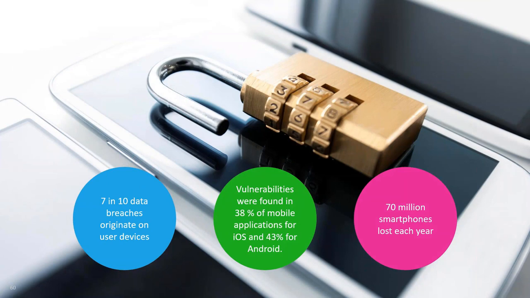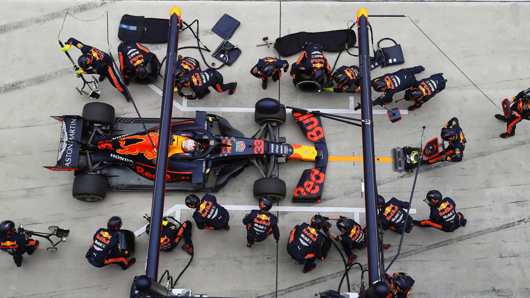And so just to give some insight into what we're seeing in this space, right? I know we saw that just 12% of you said you're not seeing any BYOD, but we found that 7 in 10 data breaches originate on user devices. We found that vulnerabilities were found in about 38% of mobile applications for iOS and 43% for Android. And 70 million smartphones are lost each year. So if you think about it, it's a huge security risk with all of that corporate data that gets lost and not having the ability to wipe those devices. So the real question is, how do we keep your customers productive while keeping their mobile data, applications, and intellectual property secure?